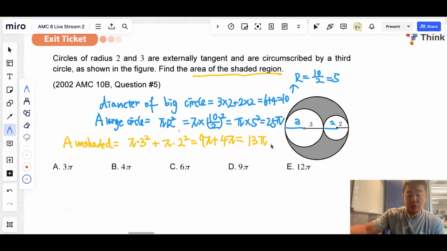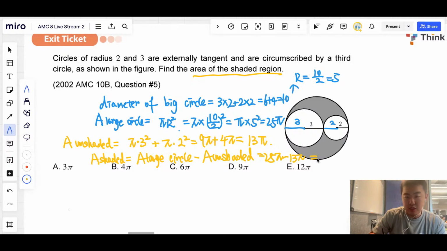Now we have the total area and the area of the unshaded part. Therefore, the area of the shaded part is just their difference, so the area of the large circle minus the area of the unshaded part. That is 25 pi minus 13 pi, and the answer should therefore be 12 pi. So we are choosing option E, okay?